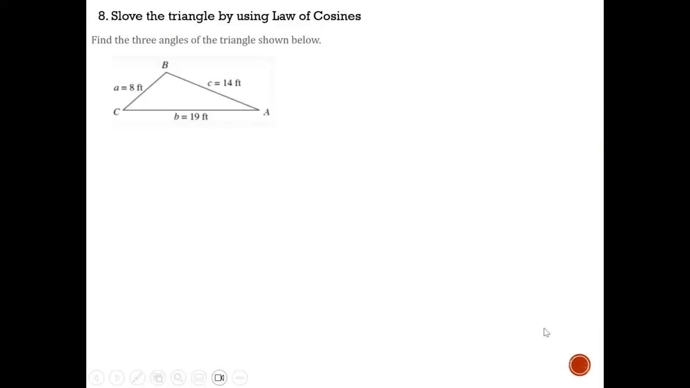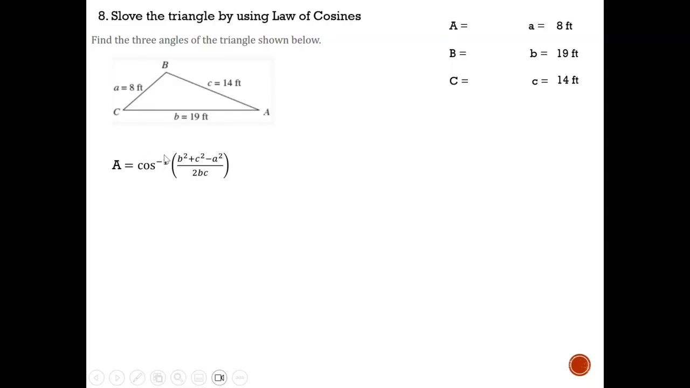Now let's do another one, but this is going to be law of cosines. Law of cosines comes from section 6.2. Because here, guys, we cannot use the law of sines. Why not? Because they don't give us any angle, so they don't give us a pair. For example, side A is 8 feet, side B is 19 feet, and side C is 14 feet. To use the law of sines, you have to have a pair. So that's why we use the law of cosines.